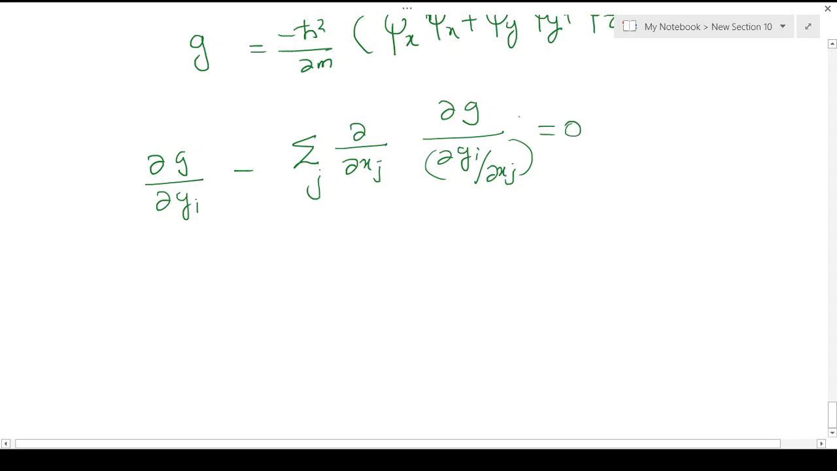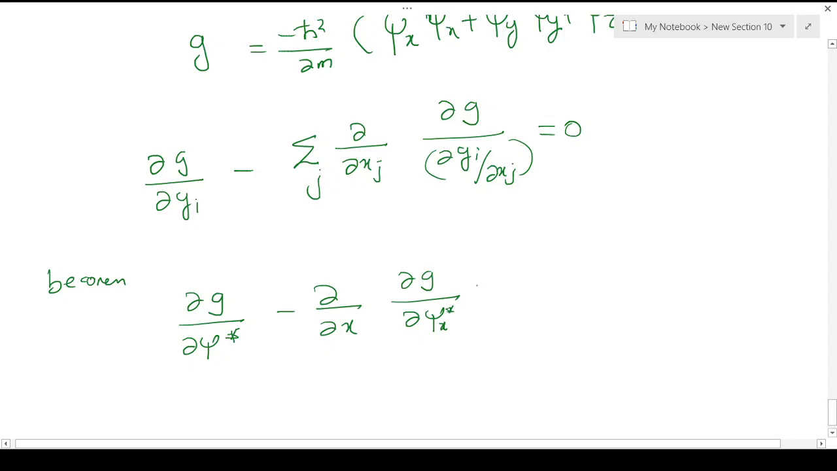Okay, so what we are doing is that we are taking the subscript x2 to denote dou by dou x. For yi it is actually psi, the corresponding psi value psi star, and is actually representing the value of psi star over here. So the above equation becomes that is dou g by dou psi star minus dou by dou x dou g by dou psi x star, minus dou by dou y dou g by dou psi y star minus dou by dou z dou g by dou psi z star, which is equal to 0.